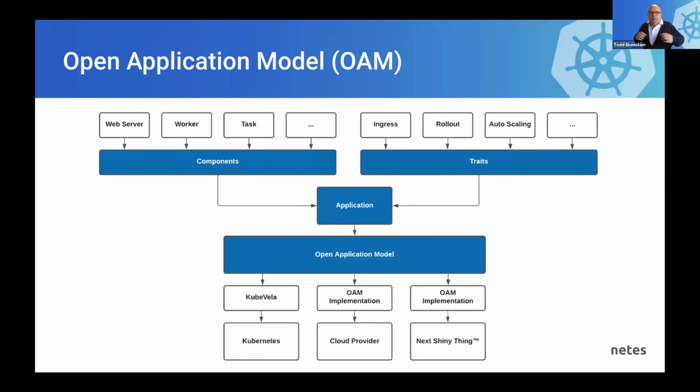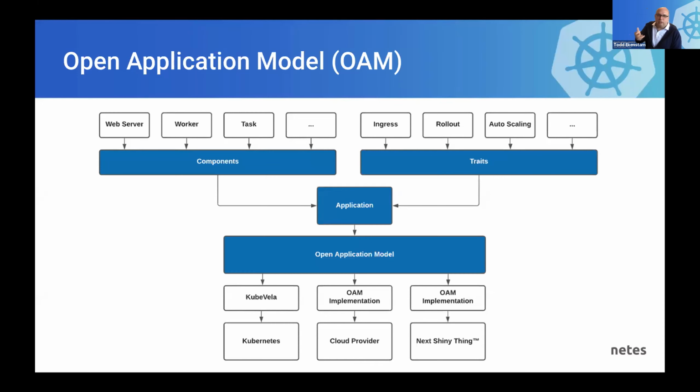Maybe this is oversimplifying OAM a little bit, but the basic idea is that OAM allows you to define components and then traits. A trait is something that can be applied to a component and can modify that component's behavior. Once you have these components and traits defined, they can be aggregated to define your application. Like we were talking about earlier, you can view an application as being composed of multiple components and multiple traits, and that's really what your application is at the end of the day.